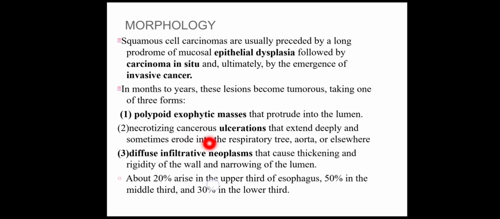The necrotizing cancerous ulcerations extend deeply and sometimes erode into the respiratory tree, aorta, or elsewhere. Diffuse infiltrative neoplasm causes thickening and rigidity of the wall and narrowing of the lumen. About 20% arise in the upper third of the esophagus, 50% in the middle third, and 30% in the lower third.